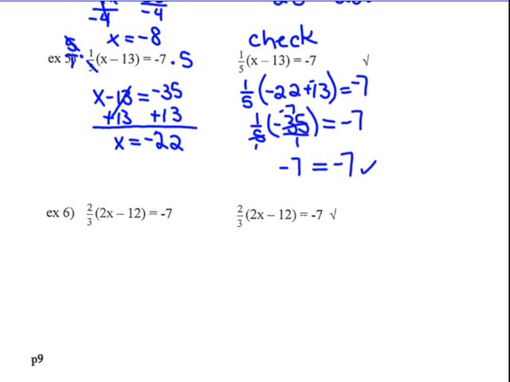Negative 22 is the answer to this equation, which balances it at negative 7. Negative 7 is not the answer. Negative 22 is the answer, or what's called the solution of the equation.